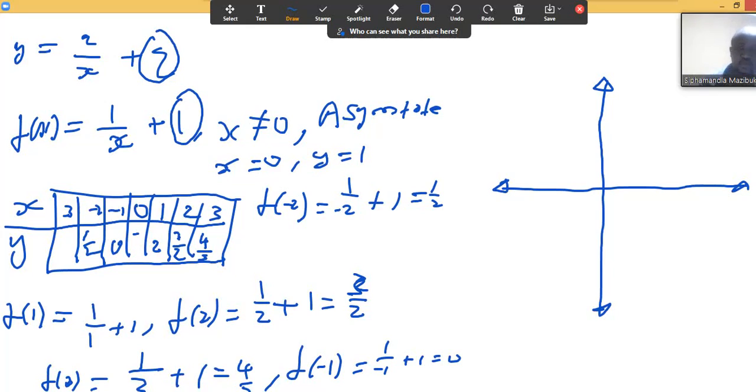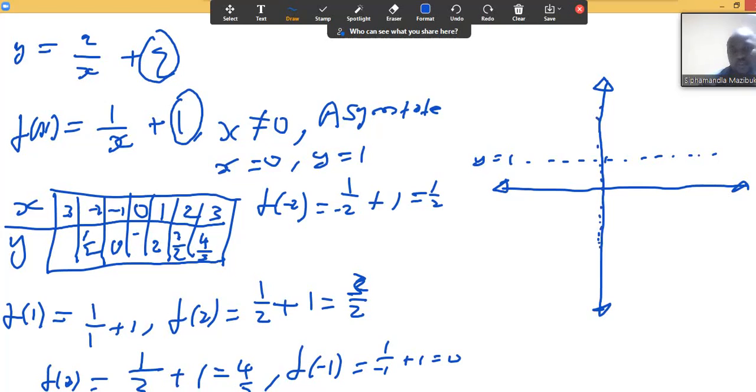If you have an asymptote which in this case is y equal to 1, we can present it as a dotted line. So this line here is y equal to 1, and that is our asymptote. So we have two asymptotes: this one, and the other one here, which is x is equal to 0.